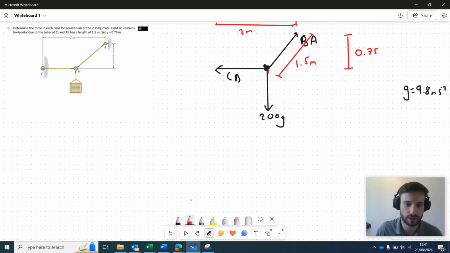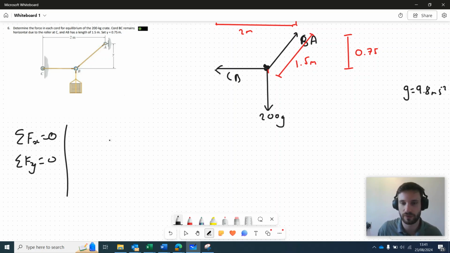Well, the problem mentions that this is in equilibrium. Since it's in equilibrium, we can introduce this idea that the sum of the forces in the x and the sum of the forces in the y are equal to 0. So let's start by resolving horizontally. The forces acting horizontally here are this CB force and the horizontal component of this BA force. In order to express the horizontal component of this BA force, I'm probably going to need the angle that this force has with the horizontal. So it's probably going to involve some trigonometry, right?